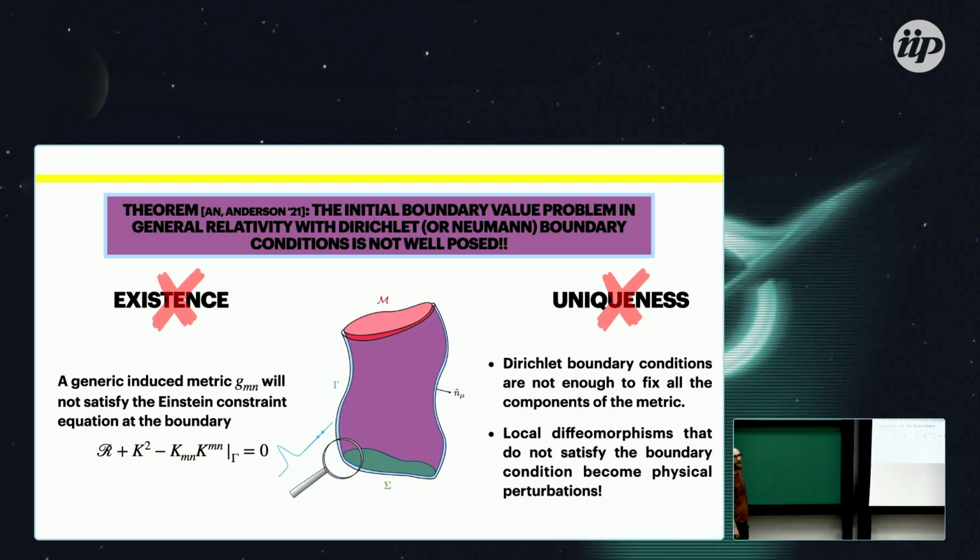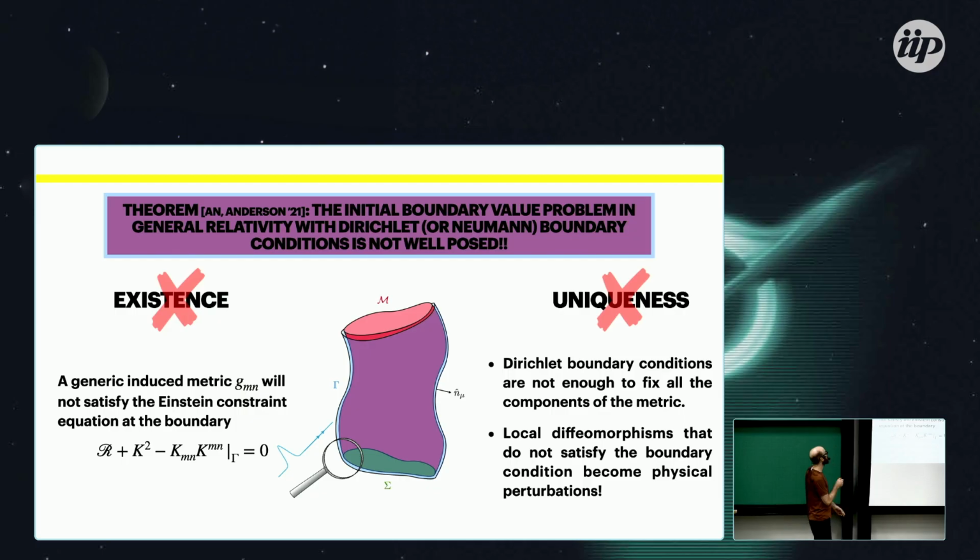Okay, and what happens, as Raul was telling us, is that the initial boundary problem, so now I'm sticking to the Lorentzian case, in general relativity, if you choose Dirichlet boundary conditions, generically is not well posed. This is a theorem by An and Anderson from a few years ago. And being not well posed means for us that there's a lack of existence. Let me tell you first what it means to do a Dirichlet problem. It will mean that at gamma, I will specify the induced metric for all times, and then I will try to find the solution in the interior.